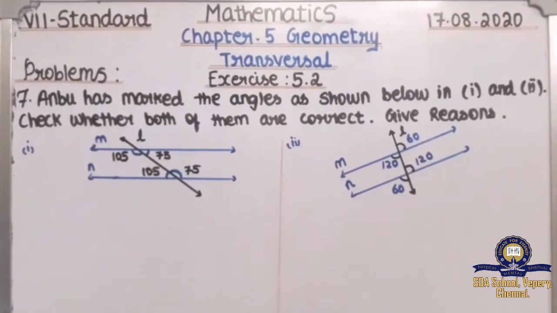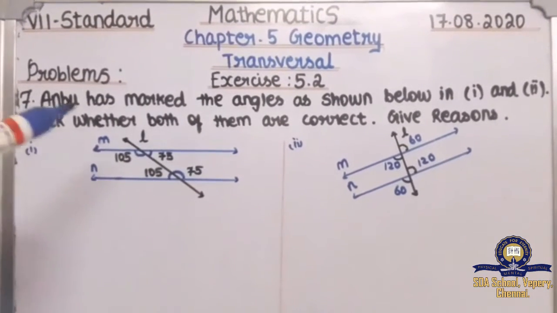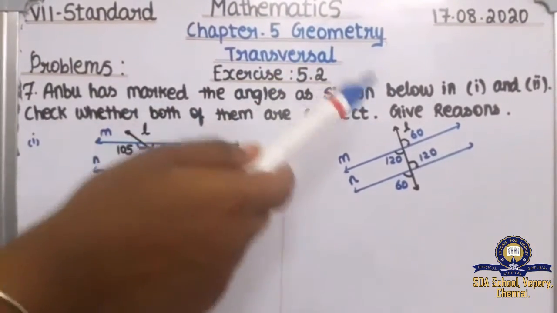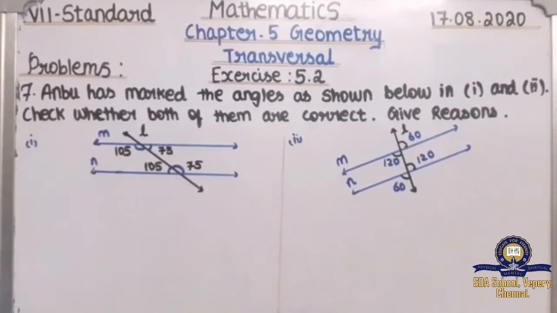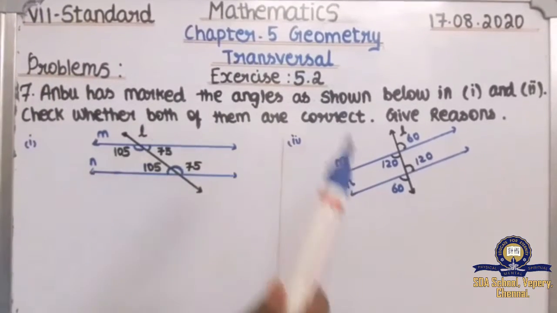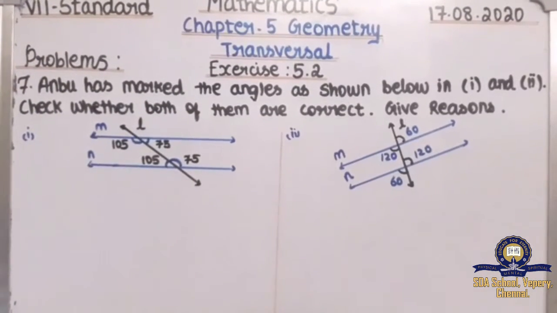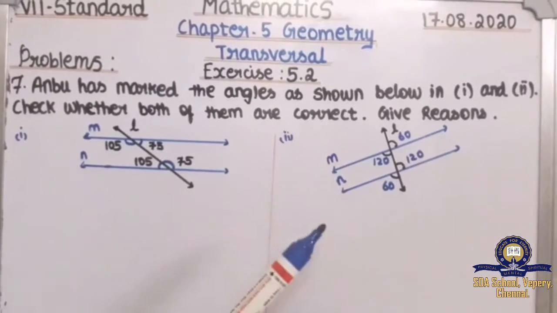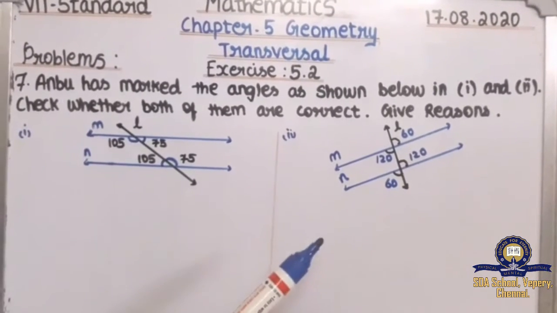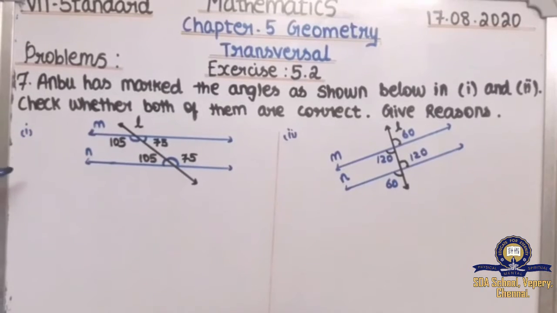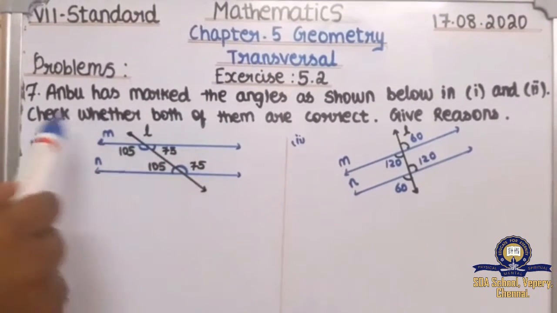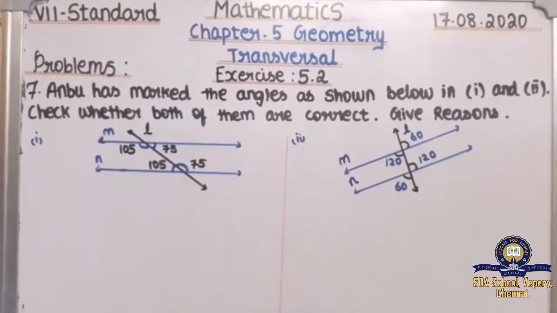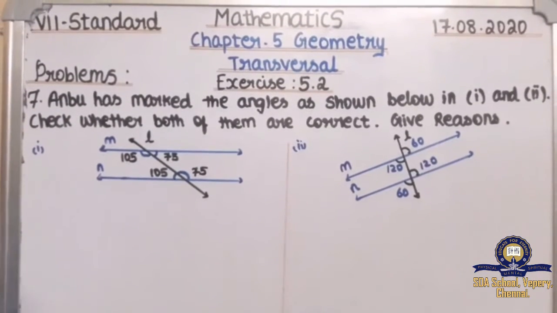Now we move on to our next problem. The next problem given here is: Anbu has marked the angles as shown below in 1 and 2. Check whether both of them are correct and give reason. So we need to check whether the marked angles are correct or wrong, and we need to give the reasons for it. So first we take the first figure. Here, first we need to say how the lines look like. The lines M and N are parallel lines and L is known as the transversal.